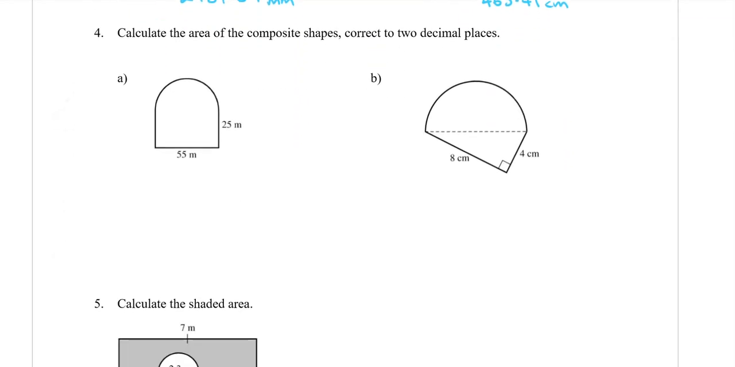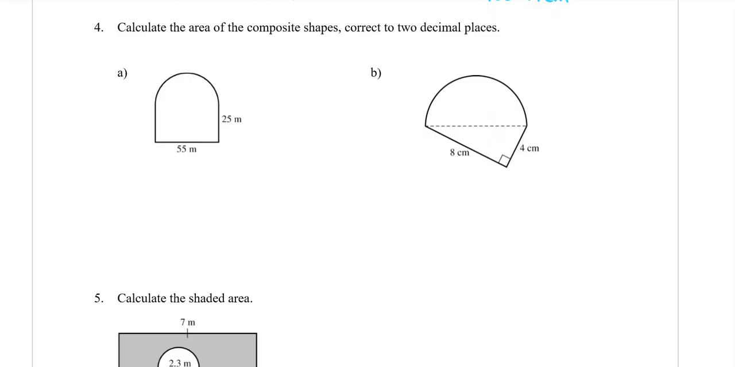Question 4, this is composite shapes. Calculate the area of the composite shapes correct to 2 decimal places. As soon as you see the word composite, you're thinking that you need to chop this up into some pieces. For shape A, I'm going to chop this so that I have a rectangle and a half of a circle. So I'm going to say shape 1 is my rectangle, shape 2 is my half a circle.